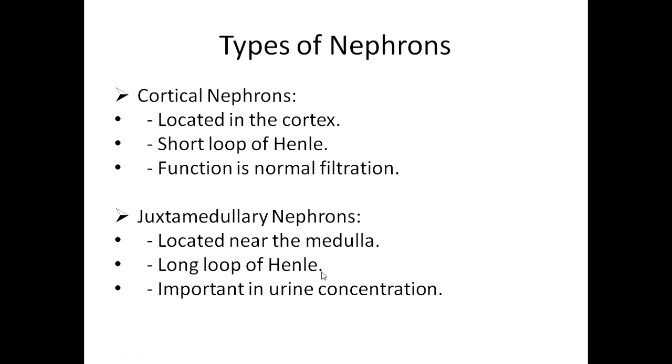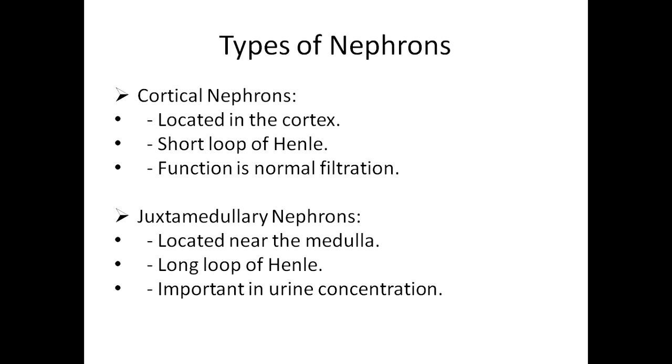What is the part present here? Long loop of Henle, which is important in urine concentration. Urinary concentration happens here. So based on the location of nephrons in the kidney, they are divided into cortical nephrons and juxtamedullary nephrons. Cortical nephrons are present in the cortex, and their function is normal filtration. Juxtamedullary nephrons are present in the medulla, and their important function is urinary concentration.